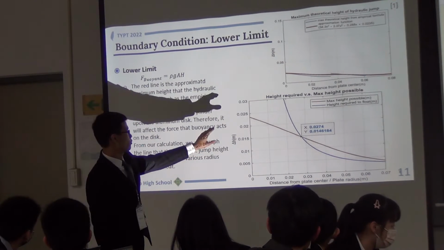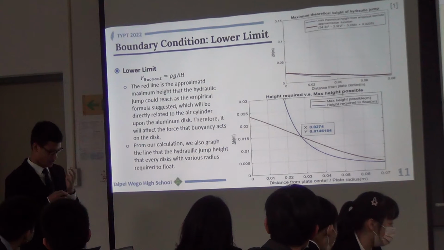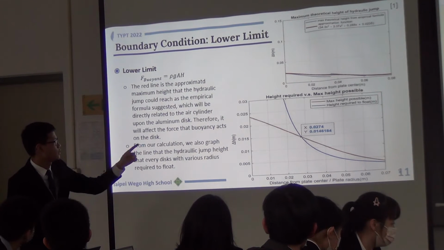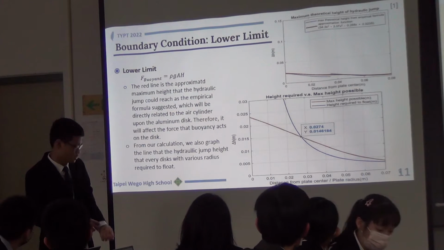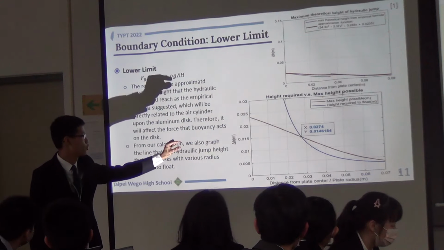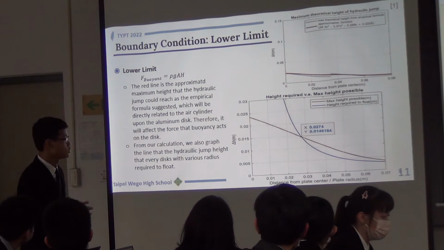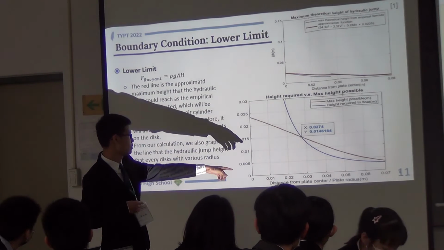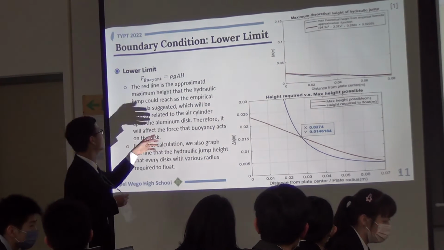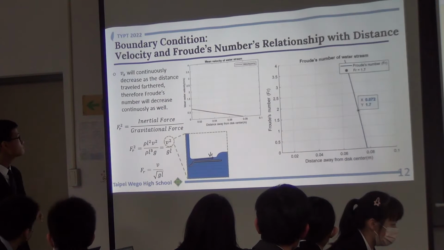In this one, we graph this together with the height required to float that we previously measured. And then when we put it together, we can get an intercept over here. So this is our lower limit for the boundary condition, which means that if the radius of the plate is lower than this value, then we cannot create a hydraulic jump, and it won't float.